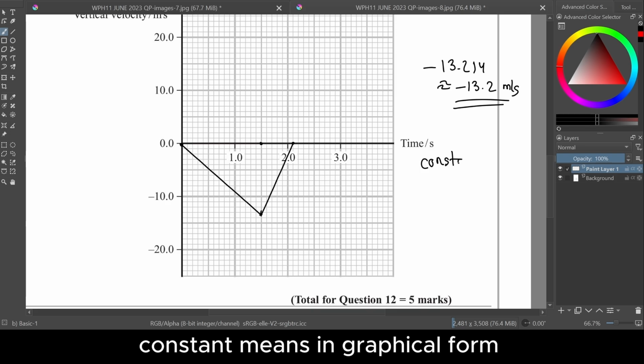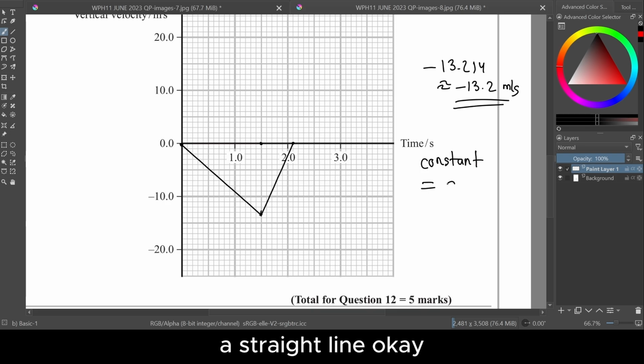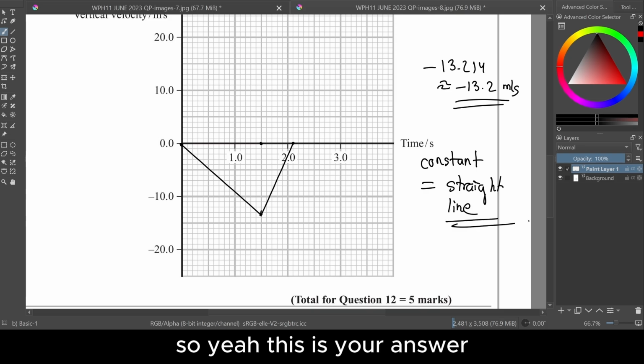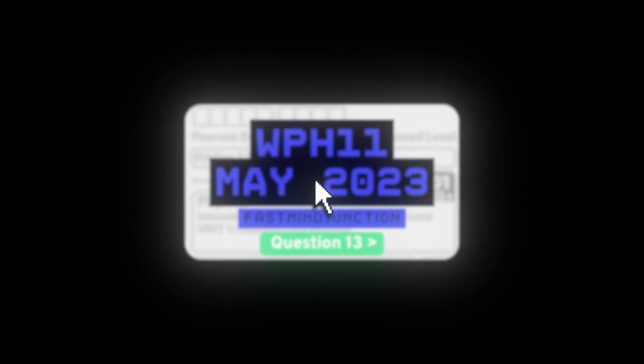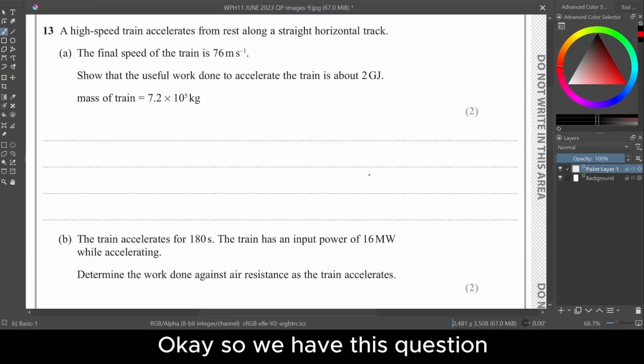Constant means in graphical form a straight line. Okay, straight line. So yeah, this is your answer. Okay, so we have this question, next question here.